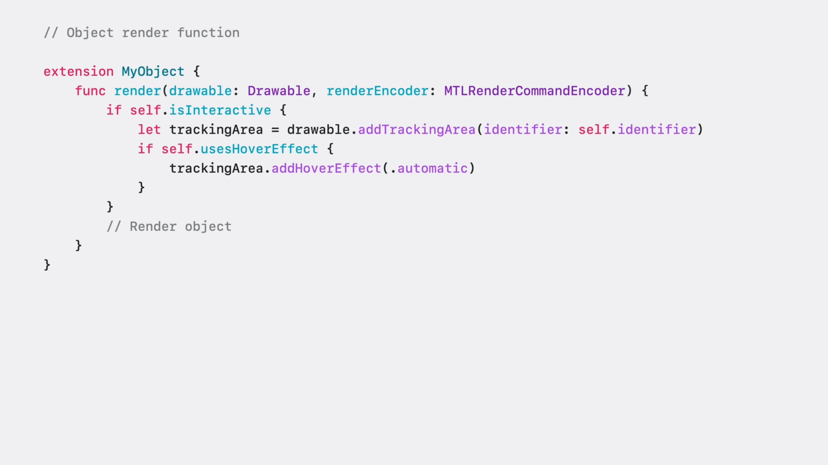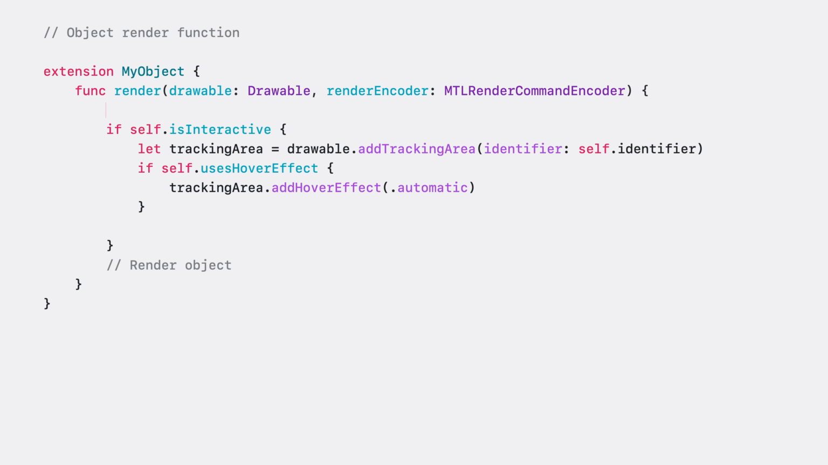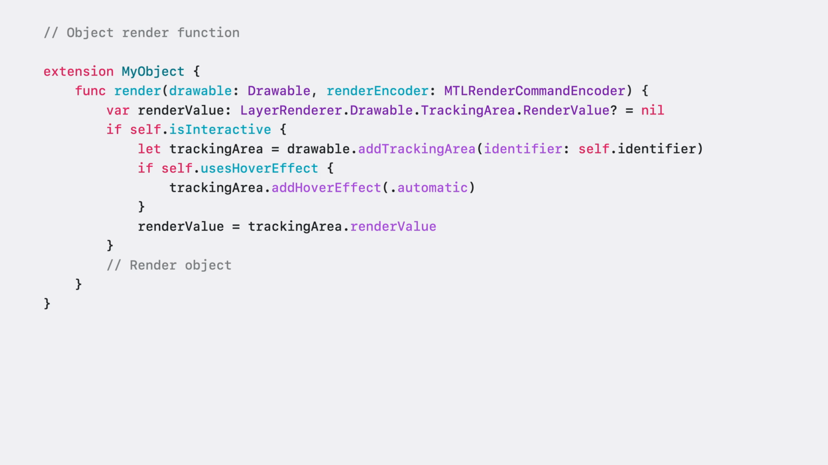Here again is the object render function with my configured tracking area. To render to the tracking area's texture, I need a system-computed render value. I declare a local variable to store it, and I get it from my corresponding tracking area. If my object is not interactive, I can use the default nil render value. Finally, I pass it to my drive function, where I'll send it to the fragment shader.